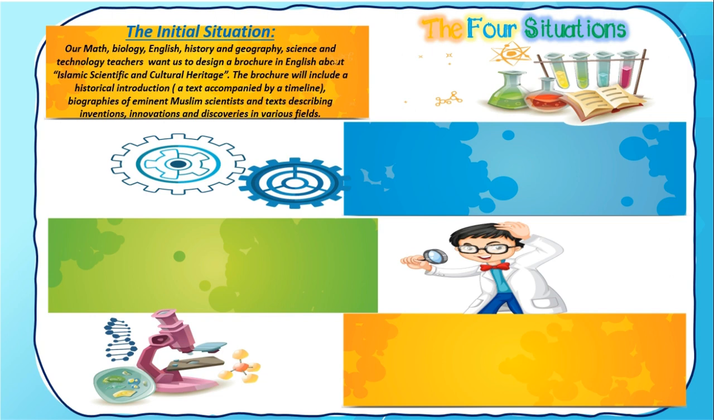So our math, biography, English, history and geography, science and technology teachers want us to design a brochure in English about Islamic scientific and cultural heritage. The brochure will include a historical introduction, a text accompanied by a timeline, biographies of eminent Muslim scientists, and texts describing inventions, innovations, and discoveries in various fields. This is the initial situation.